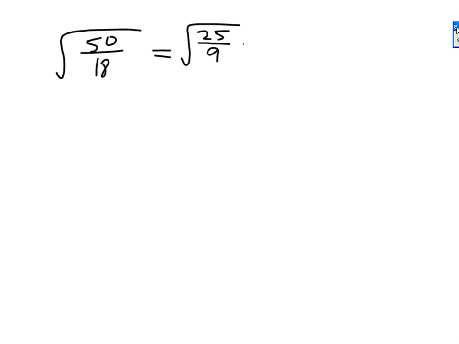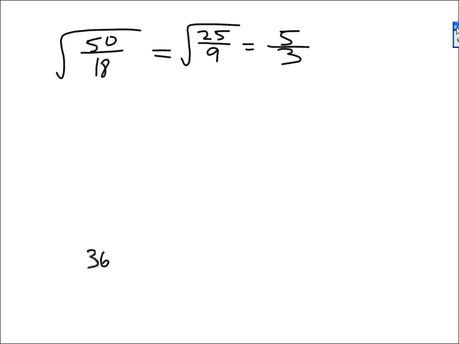But it really doesn't have to. If you have 50 over 18, even if I could divide top and bottom by 4, which I can't, but even if I could, I wouldn't. I would divide the top by 2, and I would divide the bottom by 2. Why? Because I know the square root of 25, and I know the square root of 9. And I can make these up all the time.